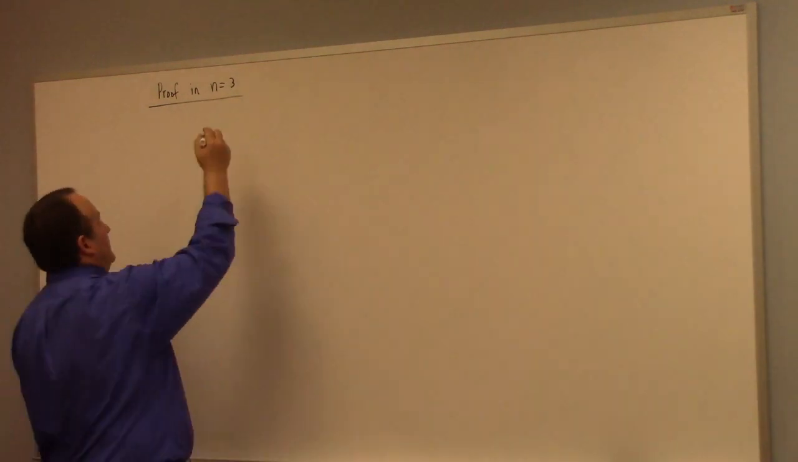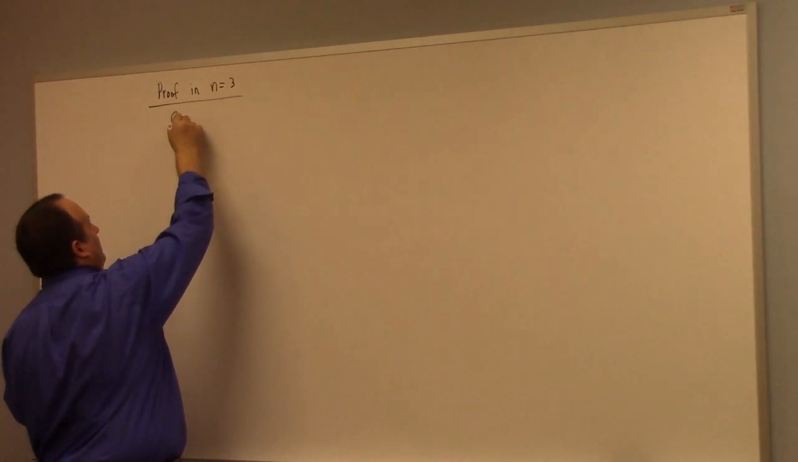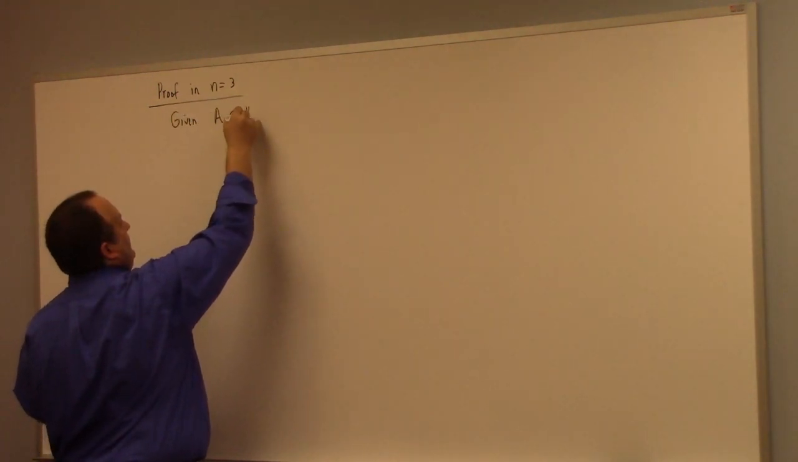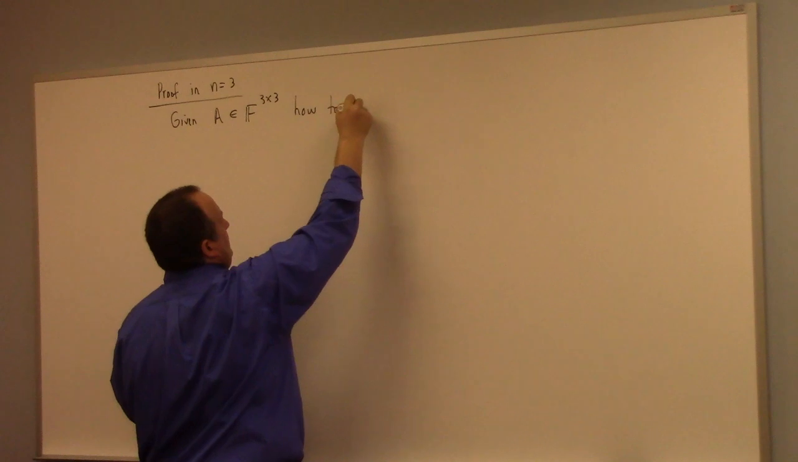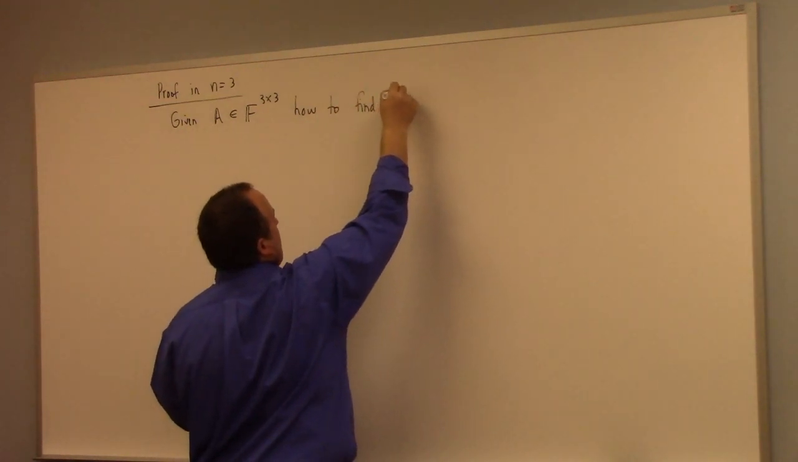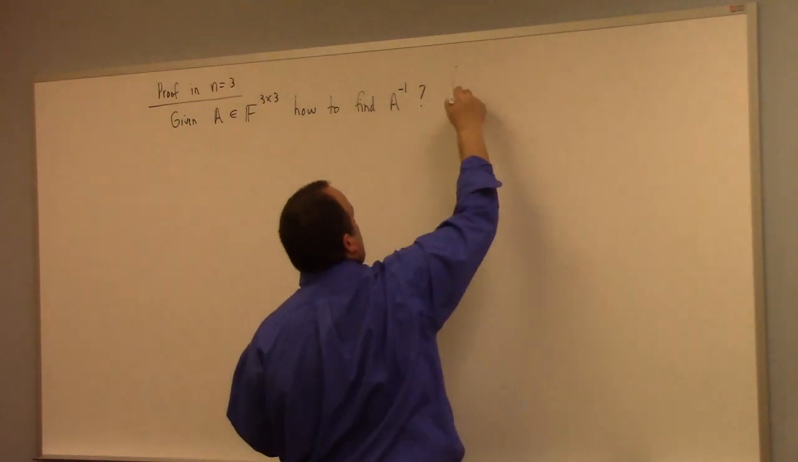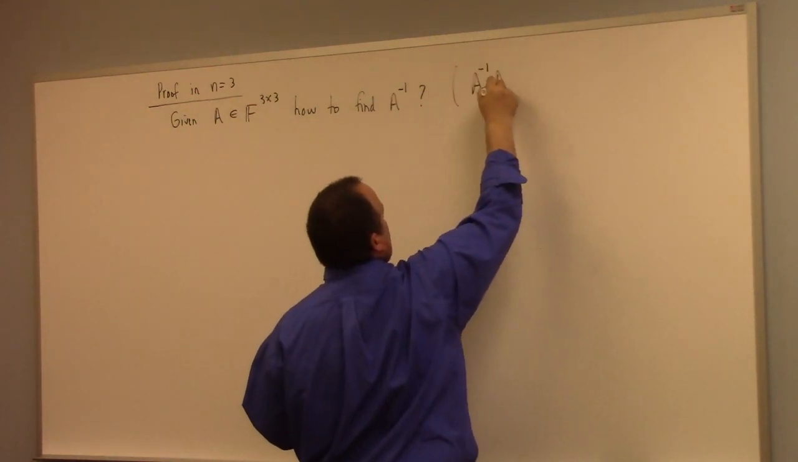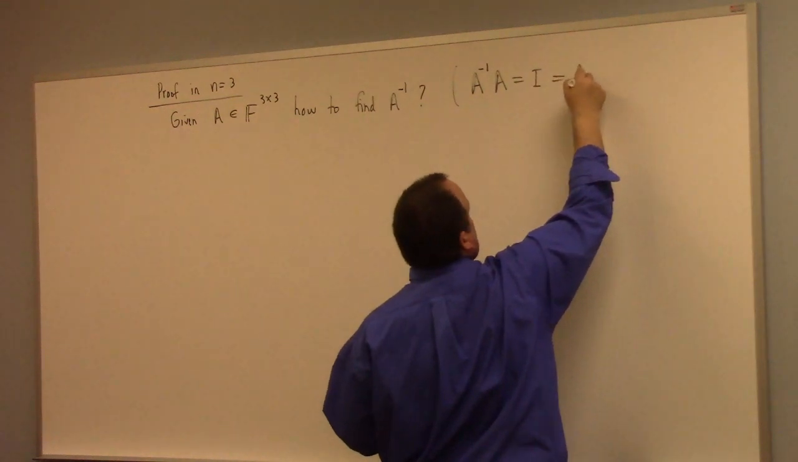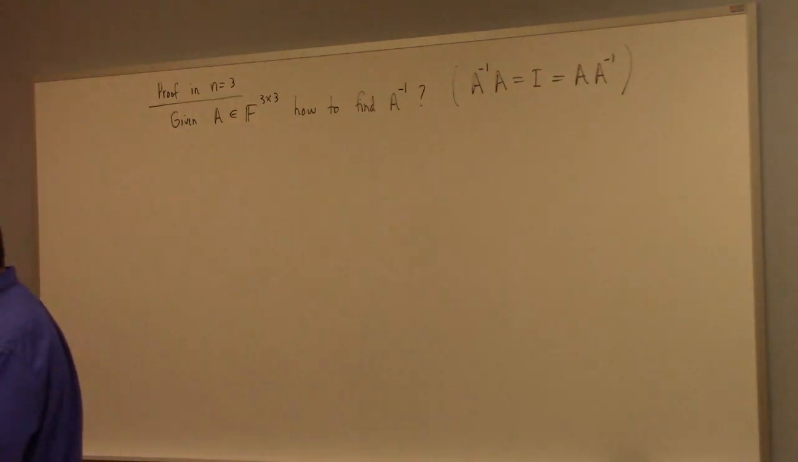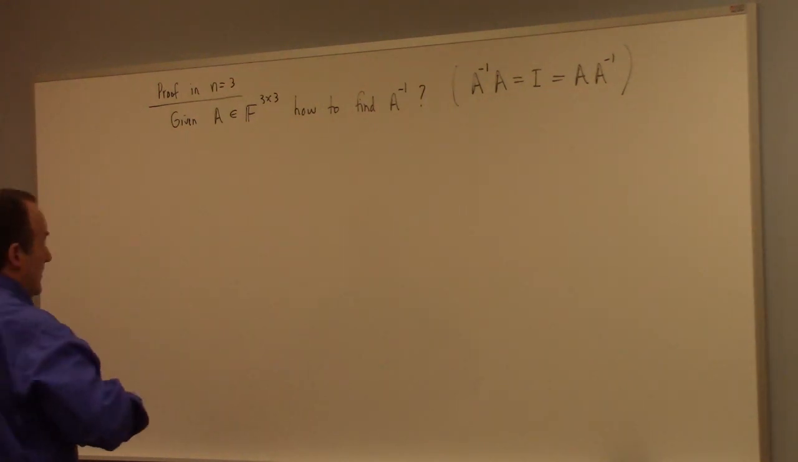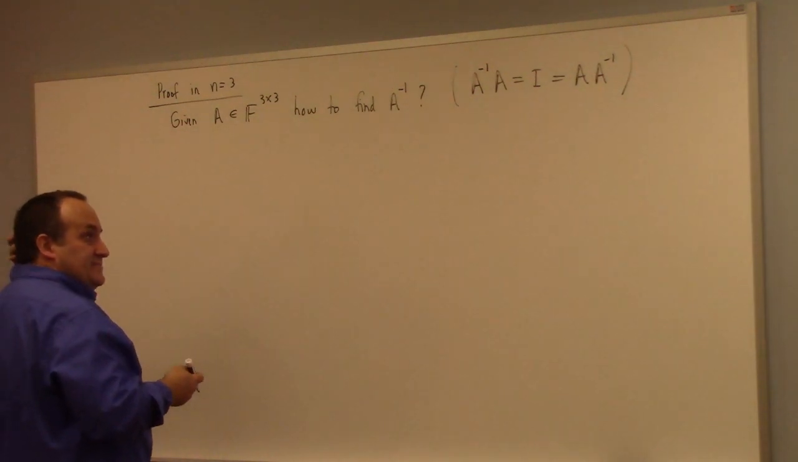So let's think about what we're trying to do. We're given A in F 3 by 3, and we want to find the inverse. Here we've done the theory: A inverse A is equal to I, which is equal to A A inverse. Those are the defining conditions of the inverse matrix, and if you look at the notes, I have a bunch of theorems that are true for it.